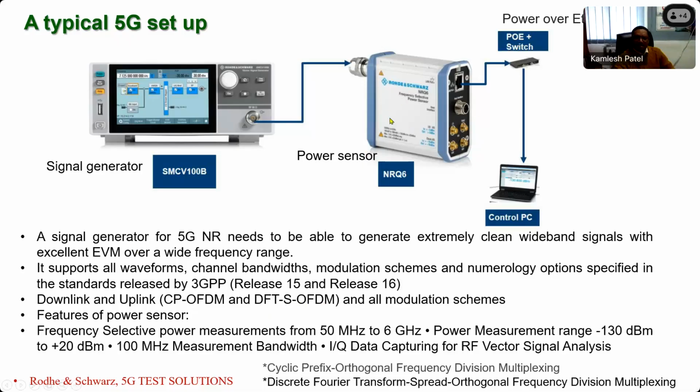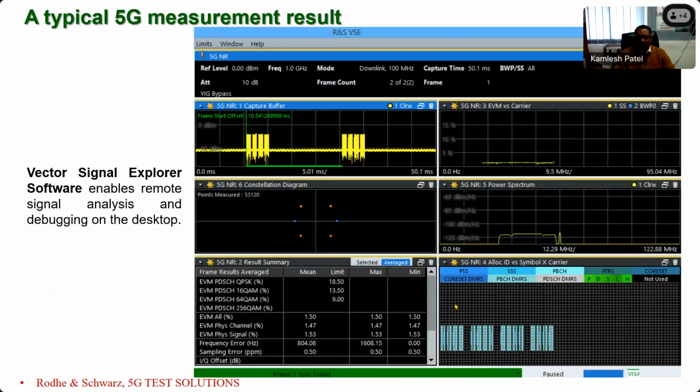This is the power sensor. The power sensor receives the power from the signal generator, and it has a capability in the range of, say, 50 megahertz to 6 gigahertz. It can measure power from minus 130 dBm to plus 20 dBm, with a measurement bandwidth of 100 megahertz with IQ data capturing. So this is a small setup for any 5G signal.